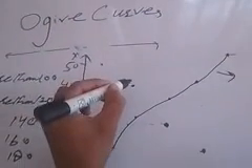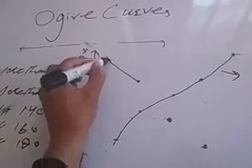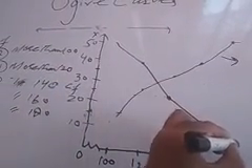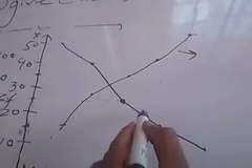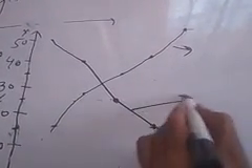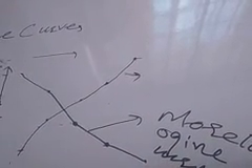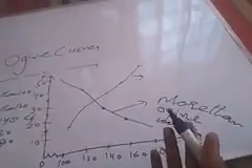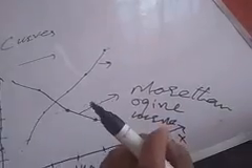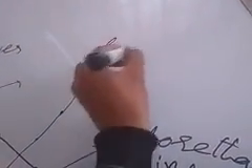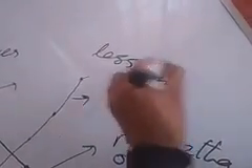If I join these points now, this was the first point using scale, this is second, third and fourth. So this curve is known as the more than Ogive curve, or more than type of cumulative frequency distribution curve, and this was the less than Ogive curve.